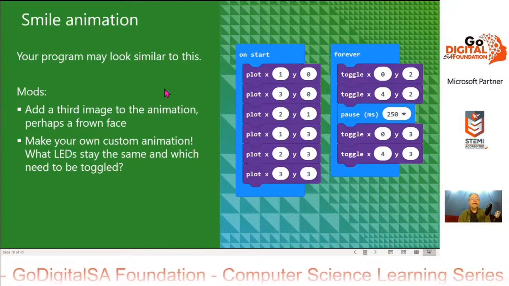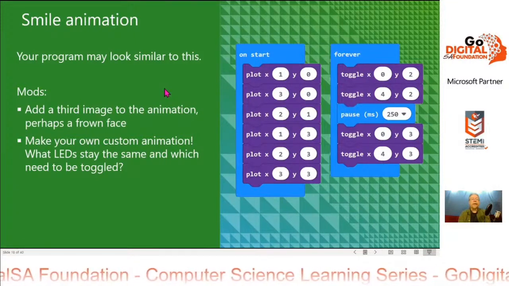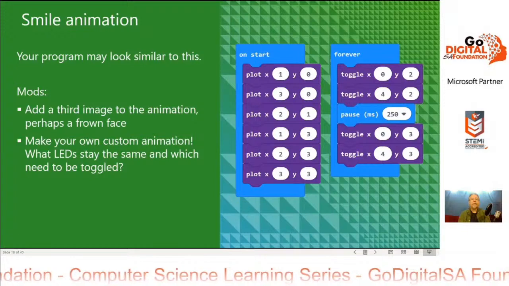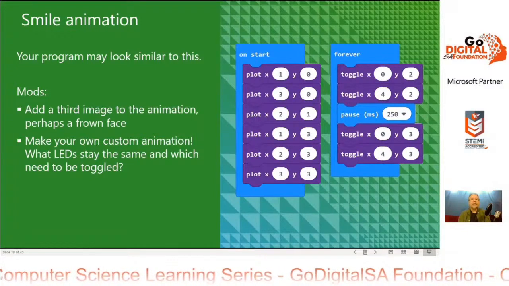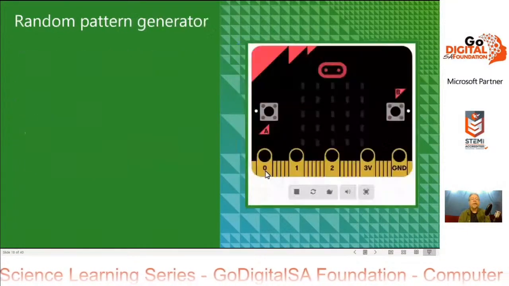So mods: add a third image to the animation, perhaps a frown face. Make your own custom animation. What LEDs stay the same and which need to be toggled?